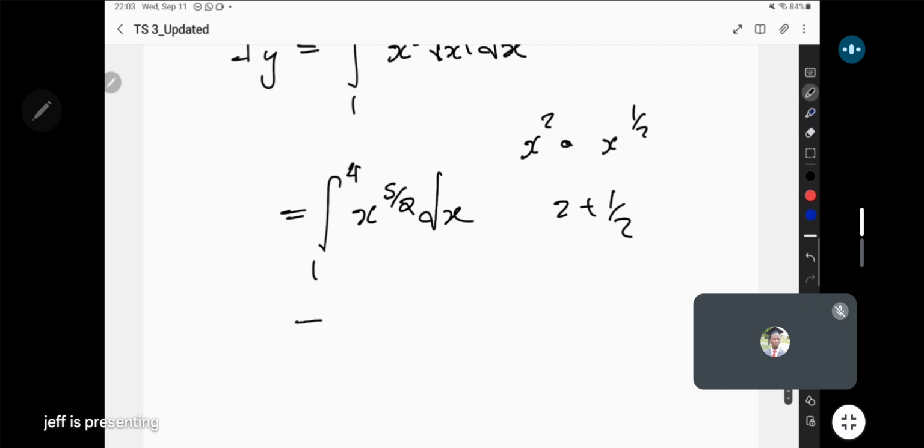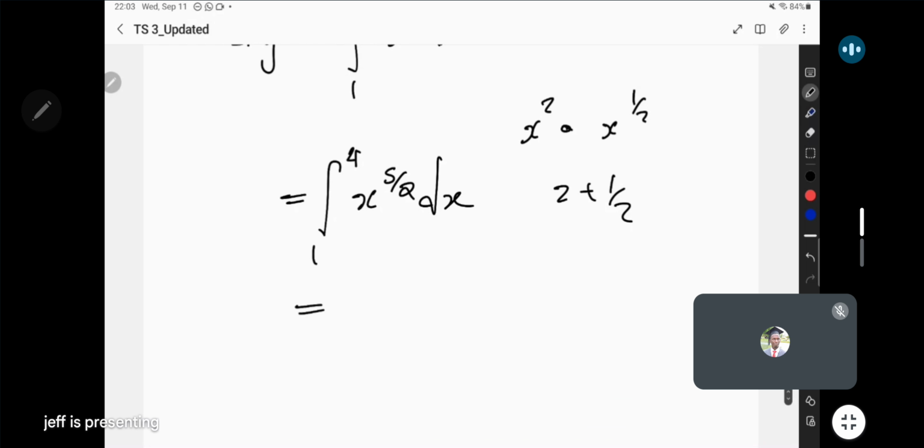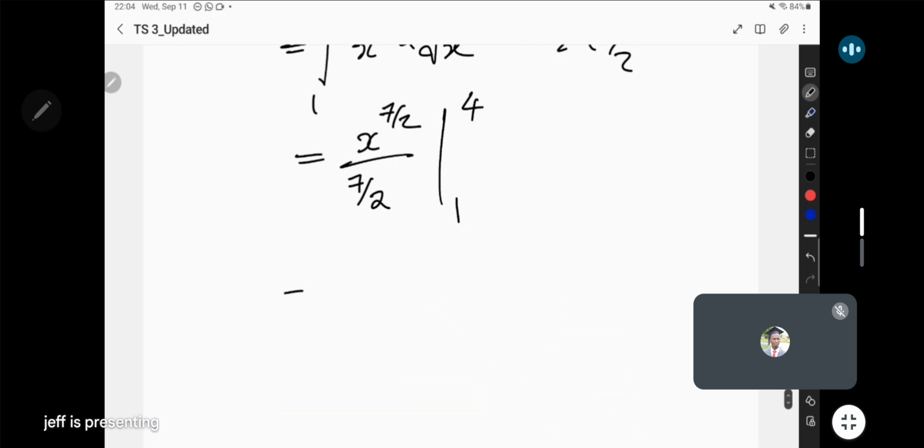Of course, once you integrate this, we saw an integration earlier. Just add 1, so this reduces to 7 over 2. So you're going to have x to the power 7 over 2 divided by 7 over 2, and then from 1 to 4. When you substitute, the 2 goes up, and then this will be 4 to the power 7 over 2, minus, now when I substitute the lower limit, it will just be 1.